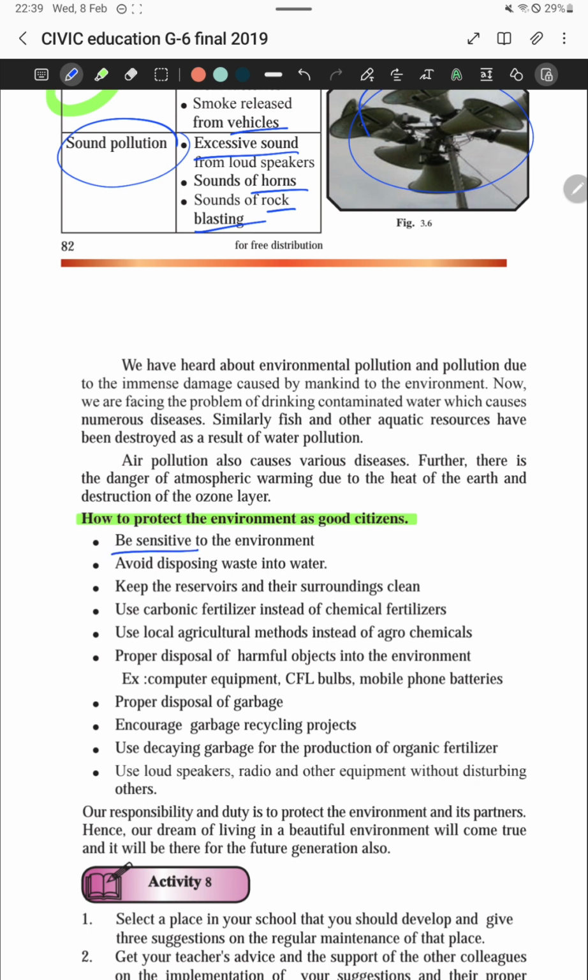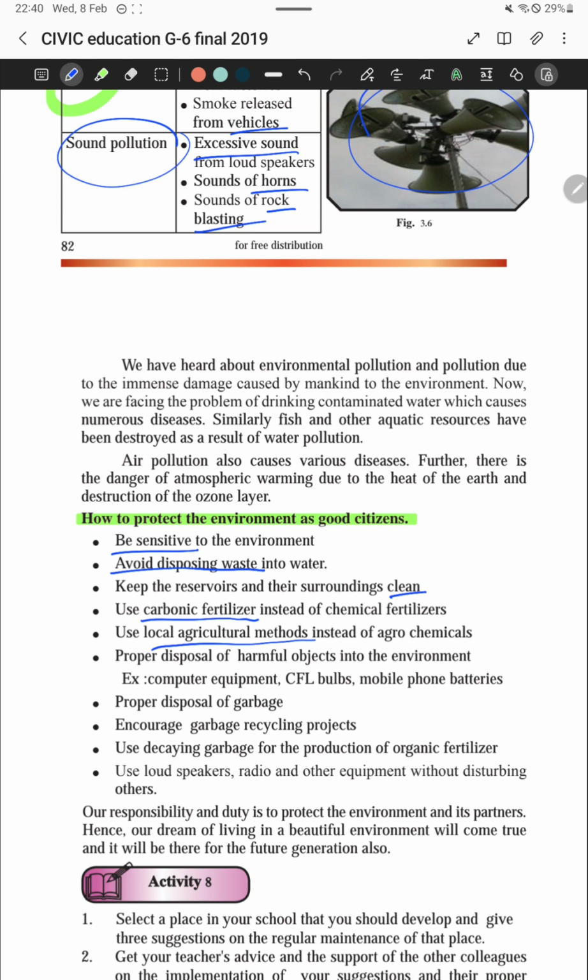And avoid disposing waste. Don't dispose the waste into the water. Keep the reservoirs and the surroundings clean. You know that you have to maintain cleanliness. And the other thing, use organic fertilizer, like compost, instead of chemical fertilizer, and use local agricultural methods, right? Traditional methods.